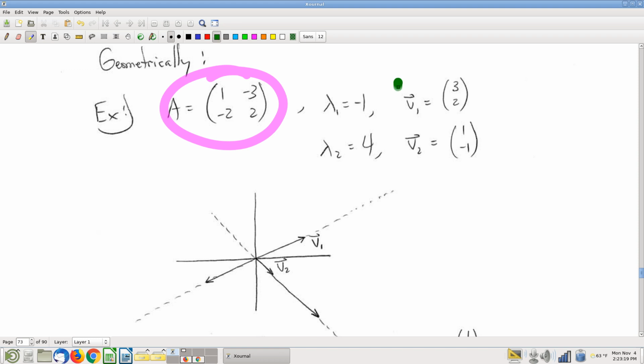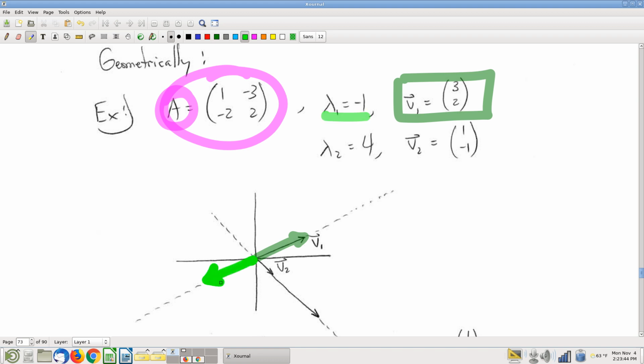So this vector here, (3, 2), has the feature that when you multiply by this matrix, what does A do? What happens to this vector when you multiply by A? Well, you're just multiplying the vector by minus 1. Right, so the matrix multiplies that vector by minus 1 to give you that vector.